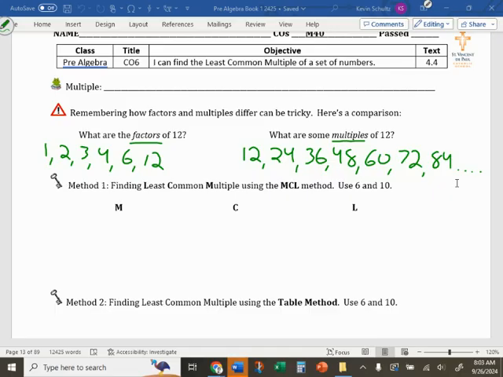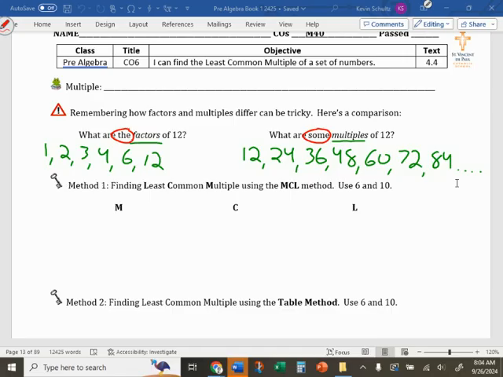Right? Notice my wording here, how I asked these first two questions. I said, what are the factors of 12? Because there's only a certain number. These are the only numbers that go into 12 evenly. These are the factors. Versus over here, I said, what are some multiples of 12? Why couldn't I possibly write them all? They don't stop. They go on forever, right?